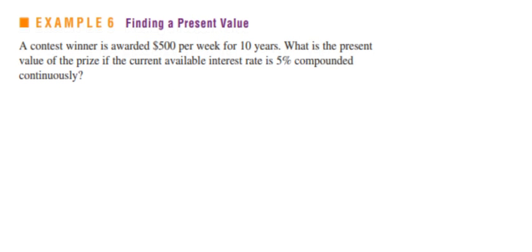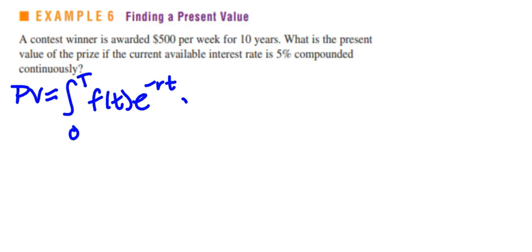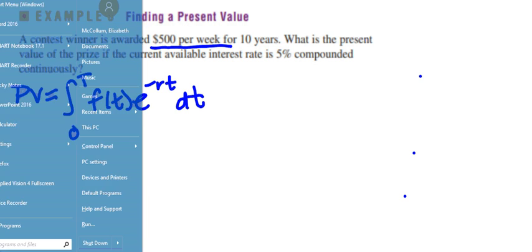So let's say it says present value. It says the contest winner is awarded $500 per week for 10 years. It says, what is the present value of the prize if the current available interest rate is 5% compounded continuously? So first I'm going to write my present value equation. And they almost tell us everything we need. They tell us the time, they tell us the rate. However, they don't give us a function labeled f of t, which is in dollars per year. They do, however, tell us that you win $500 per week for 10 years.